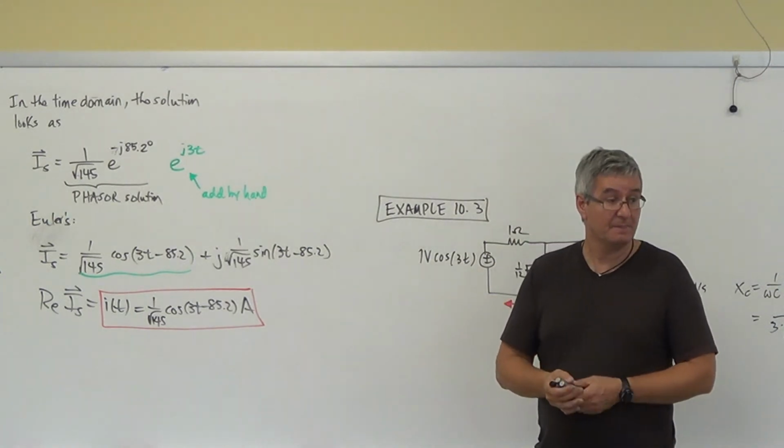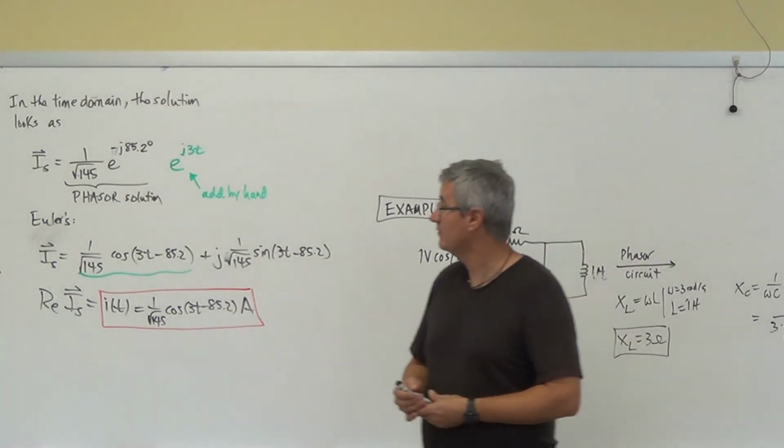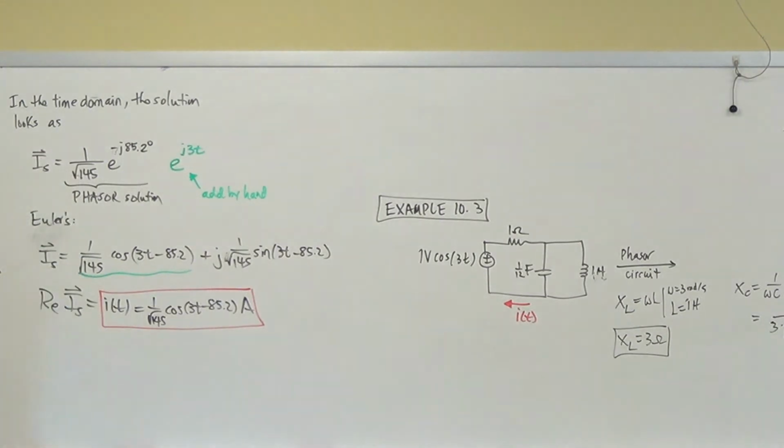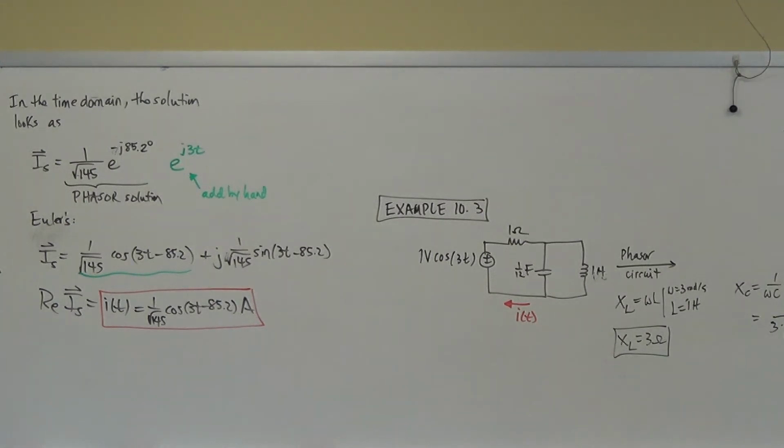Yes, sir. What you have is I_S, are you dividing 1 by Z? Yeah, with these guys right here, I define these. So does the Z equal 1 over Z to the negative j?